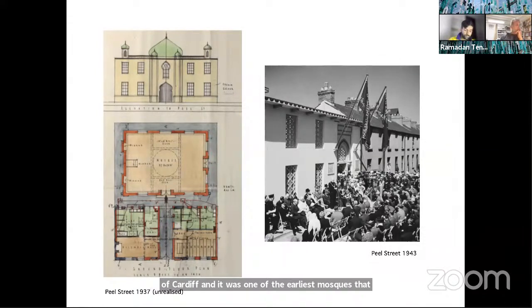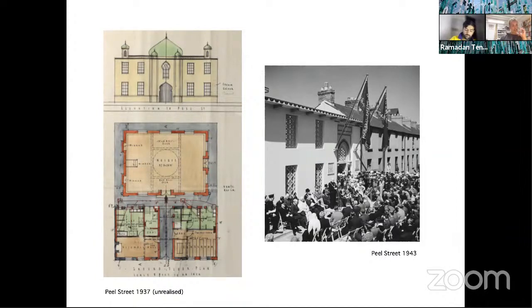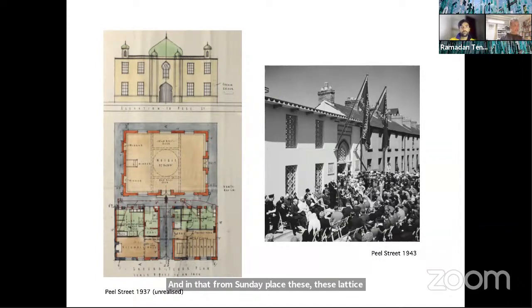And what you can see from this slide is that you've got this terrace of workers' housing, two-story housing, pretty straightforward streets of Victorian housing. And the community had bought three of the houses in the middle of the street, and they had knocked the houses down but left the front facade. And in that front facade, they placed these lattice windows, mushrabiya-type windows. And then behind that, as you can see in the plan, the aim was that they would build the mosque building.